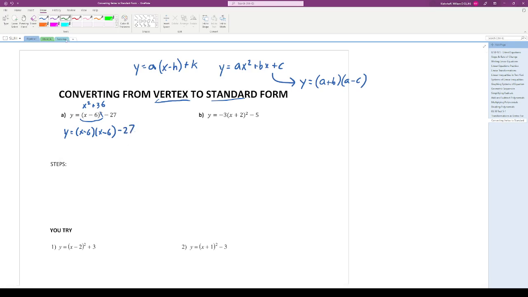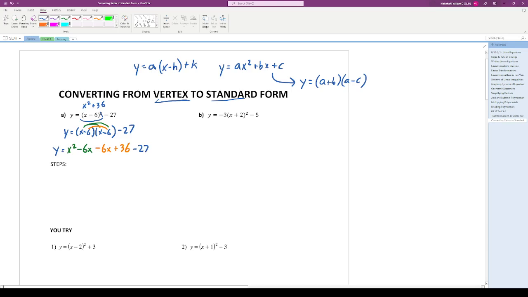So I'm going to do double distribution for this one. So x times x times negative 6. I'll go ahead and put that in green. That gives me x squared minus 6x. And then I distribute my minus 6 to the x and the minus 6. So I get minus 6x and plus 36. And then I still have originally my minus 27.